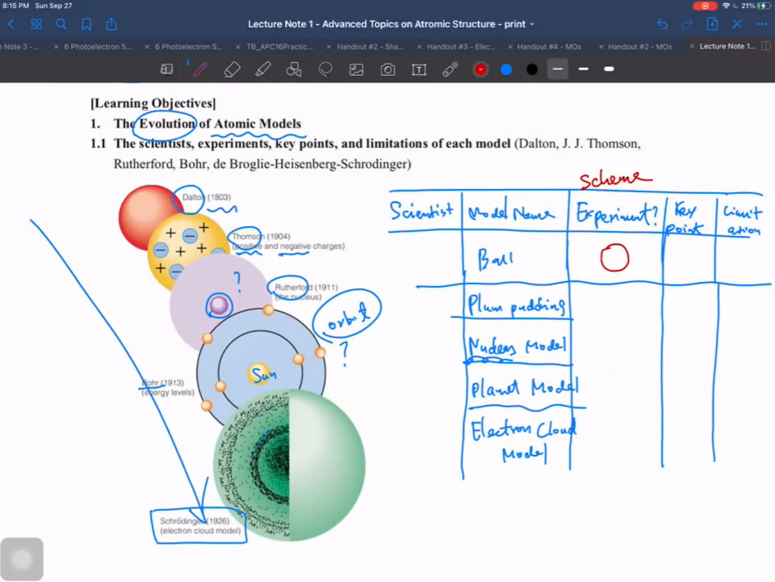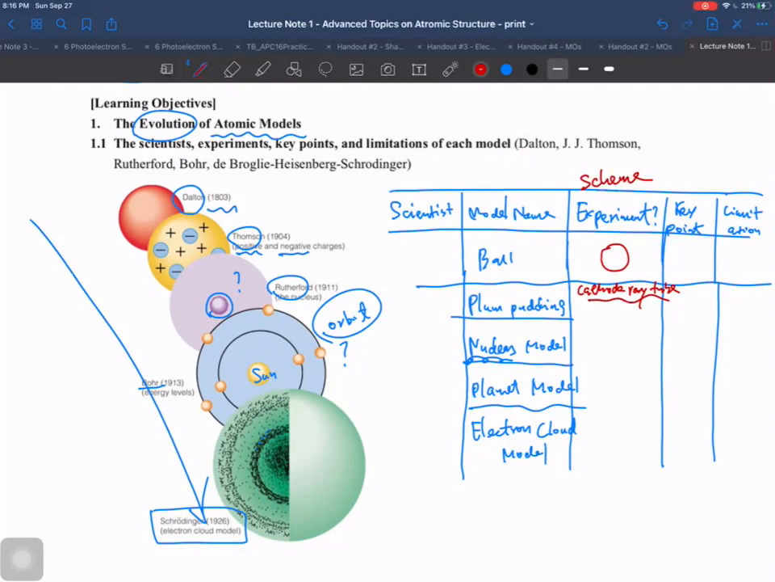Give me 1 second. Let me check it. Is it cathode ray tube? Yes, very good. So it's called cathode ray tube. So you guys can find the picture of the CRT, and then probably we have a better understanding about how J.J. Thomson discovered the electrons, right?